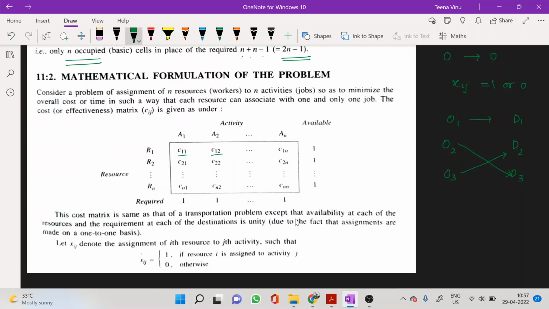restricted to 1. Now let Xij denote the assignment of the ith resource to the jth activity. Xij is equal to 1 if the resource i is assigned to j. If 1 is assigned with 1, X11 is equal to 1, and 0 otherwise. Since 1 is not assigned with 2, X12 is 0. Since 1 is not assigned with 3, X13 is equal to 0. So that is how we define Xij.